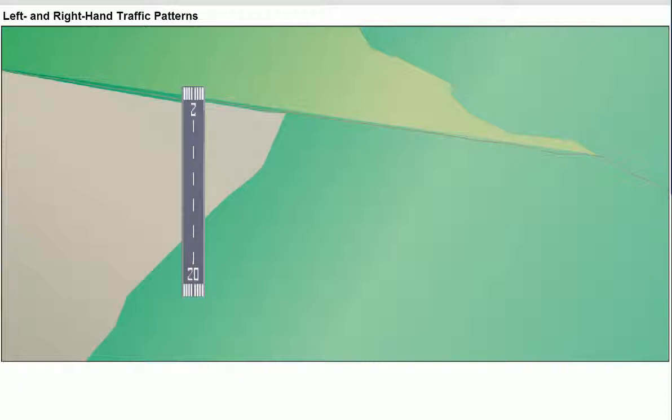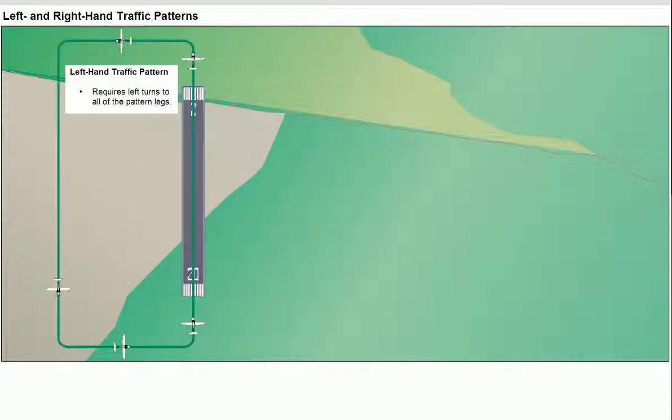The direction of the pattern refers to the orientation of the pattern turns. A left-hand traffic pattern requires left turns to all of the pattern legs. For example, after takeoff, to enter a left-hand pattern, you turn left to crosswind, left again to downwind, and so on. A left-hand pattern is normally used since it provides the best view of the runway from the left seat.